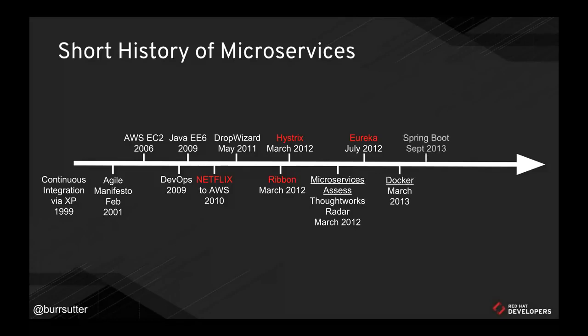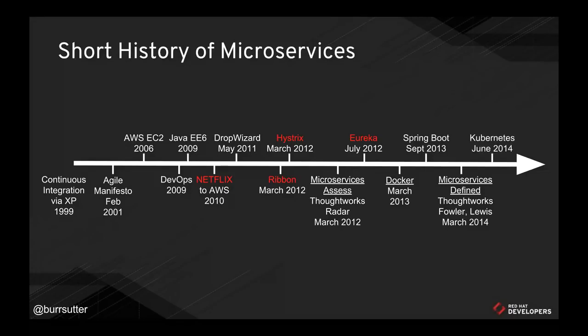Docker, of course, was born in 2013. Spring Boot also in 2013, and microservices more officially defined by Martin Fowler and Mr. Lewis in March 2014. So you can kind of see the series of events that gave us the huge interest in microservices as it stands right now, and all the hype and the hoopla around it.